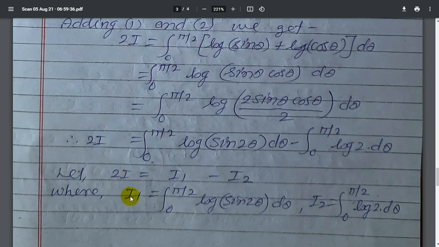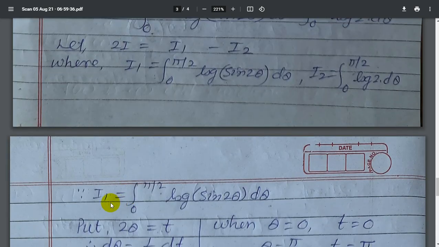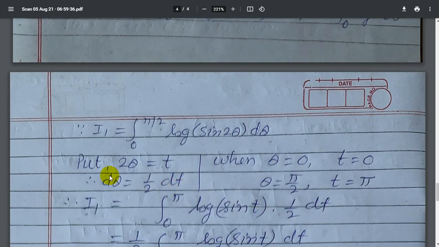Now see the further solution. Here it is I1. So I1 equals integral 0 to pi by 2 of log of sin 2 theta d theta. So it has no solution directly again. Put 2 theta equal to t. Differentiating with respect to t on both sides, we get d theta equals half dt.